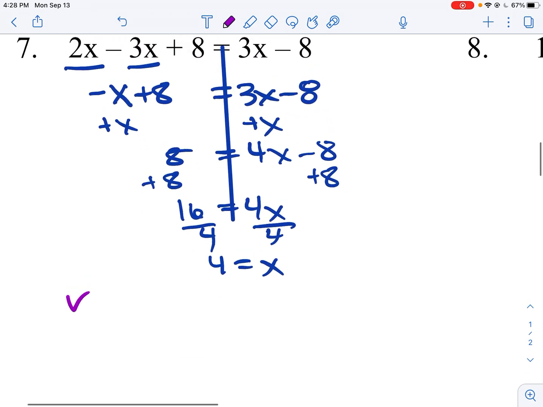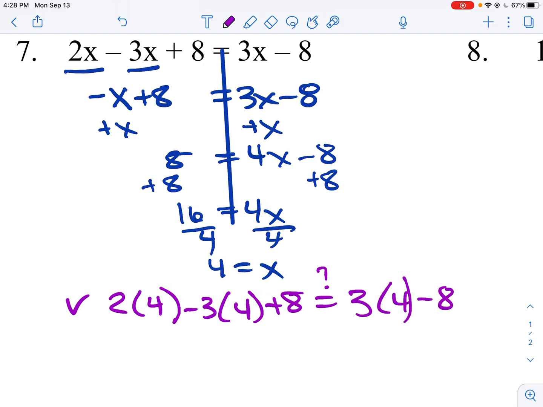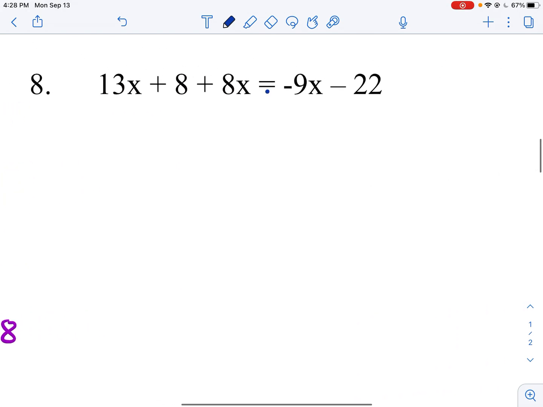And then again, I plug in my numbers to make sure that I did it correctly. So 2 times 4 minus 3 times 4 plus 8, does that equal 3 times 4 minus 8? 8 minus 12 plus 8 equals 12 minus 8. So that's negative 4 plus 8. This is 4. 4 does equal 4, so I did it correctly. For a second there, I thought I did something wrong.